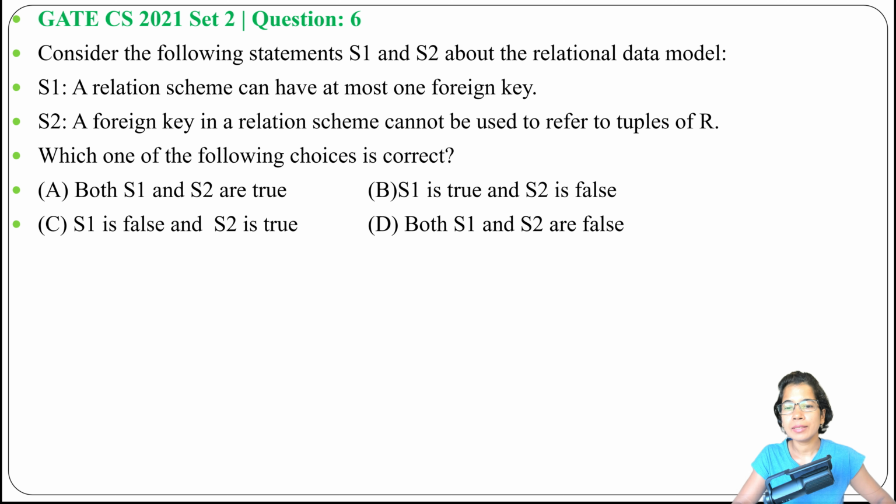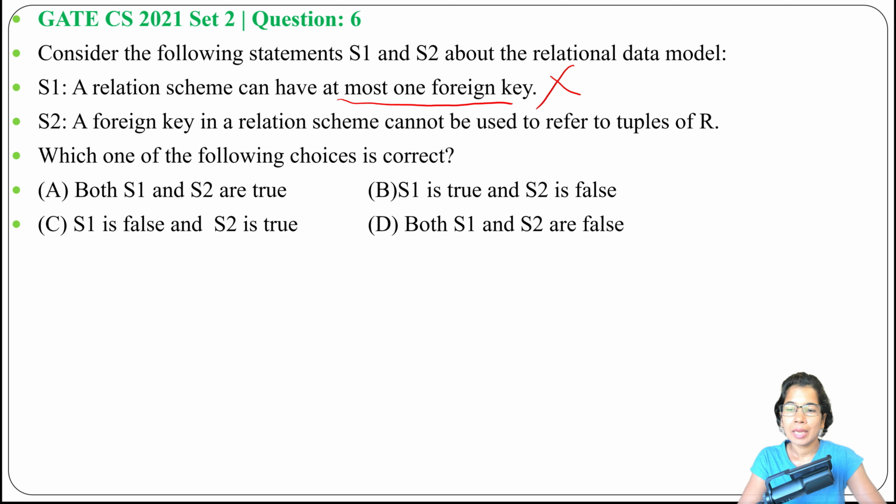Statement 1. A relation schema can have at most one foreign key. No, there can be any number of foreign keys. Here, at most one means it can be 0 or maximum 1. There can be multiple foreign keys. So this statement is false.